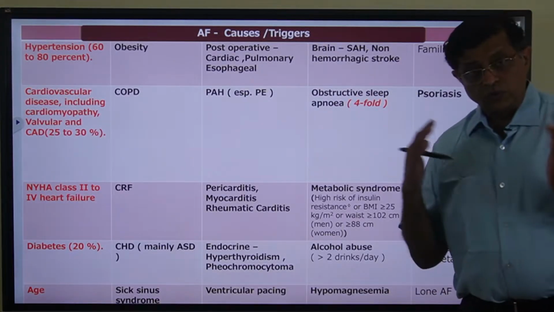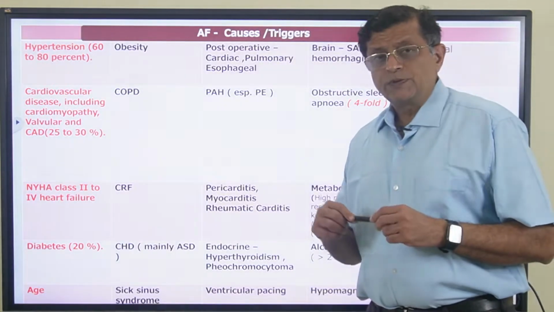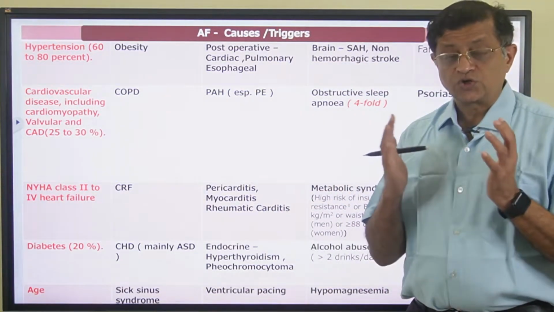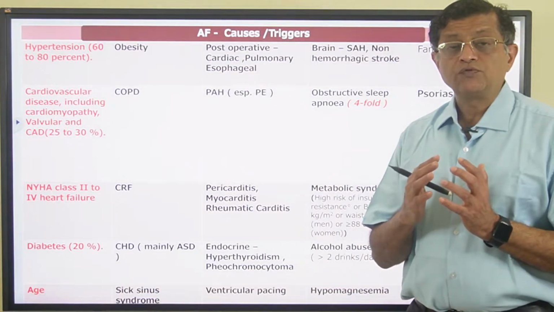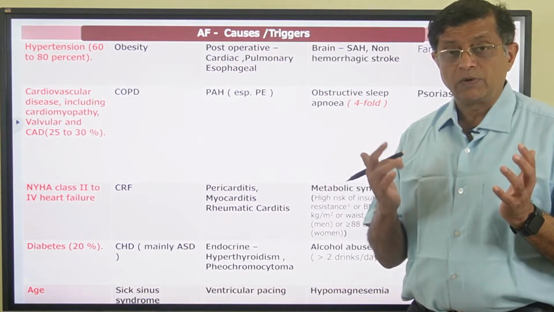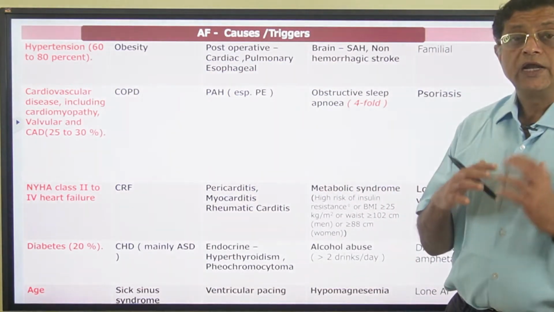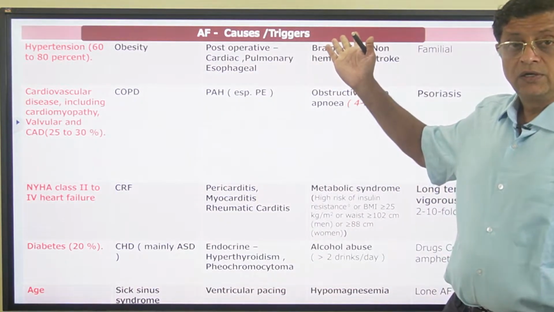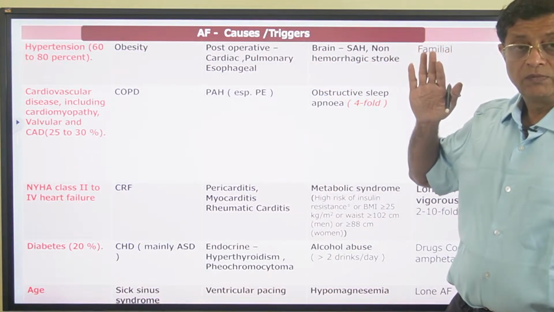AF is a multifactorial problem and there is no specific cause. Anything that stretches causes structural problems, remodeling, fibrosis, or stretch, or a physiological, functional problem like increased pressure, or an electrical problem. Anything will cause atrial fibrillation as a terminal pathway whenever the atria are in trouble.